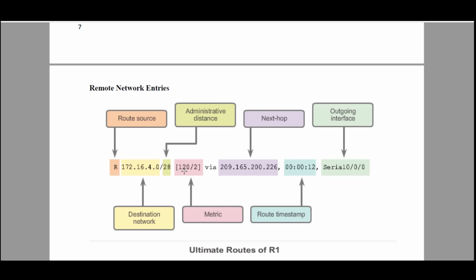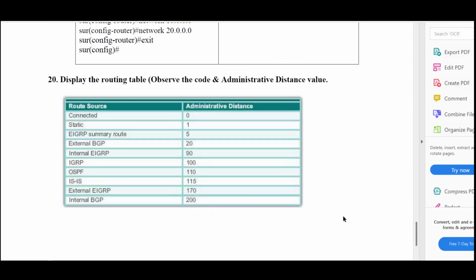You can see this administrative distance value in lecture number 4 itself, at the end, where a table is given. What is an administrative distance value? Every routing protocol has a value called the administrative distance value. For the RIP protocol, the administrative distance value is 120.